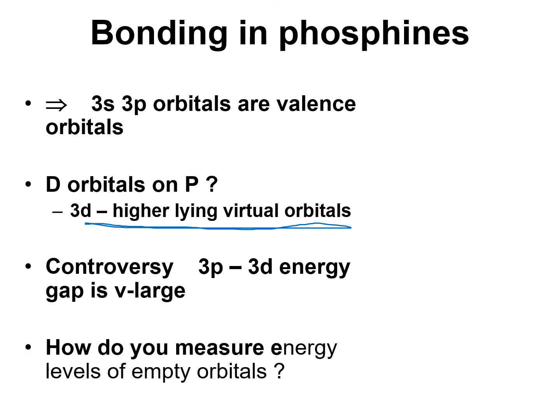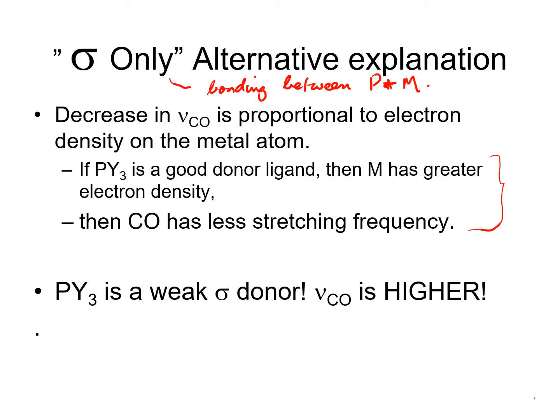There is another added complication to this whole story, and that is that the measurement of the energy levels of the empty orbitals is virtually impossible. So when this theory that the d orbital energy levels are very high and that it is not possible to measure their energy levels properly, an alternative explanation became popular, and that was what was called the sigma only explanation for the bonding between phosphorus and the metal.